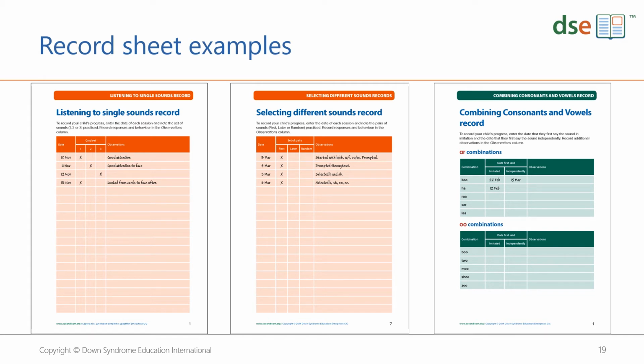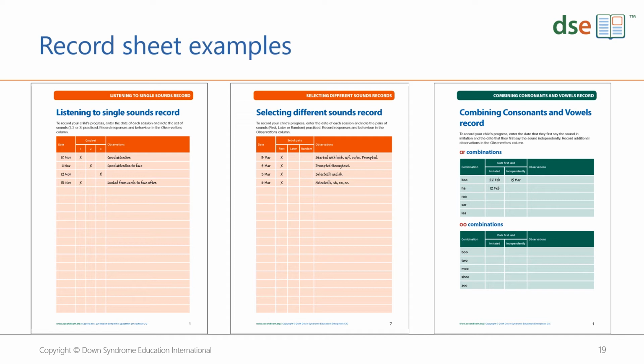So it gives you some examples that there's a lot to be thought about, and we've thought carefully about also how to record children's progress. If you look at the green record sheet, that is for combining consonants and vowels, which is the next kit we're going to talk about. I just want to draw your attention to the fact that we have two columns here.